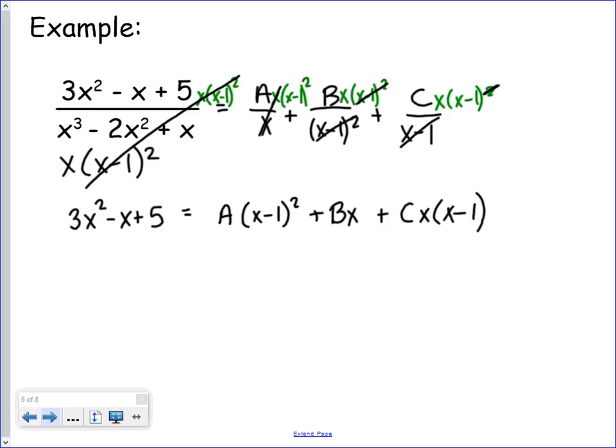Okay, so it has 2 factors left over. Can you talk in your small groups really quickly and decide what numbers you are going to substitute in for x to solve? You're going to let x equal what?